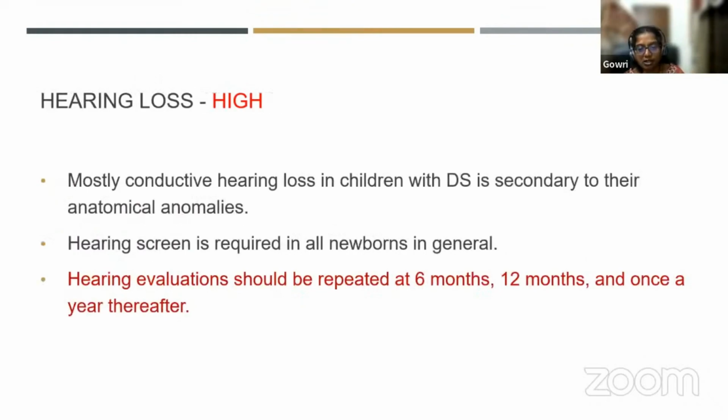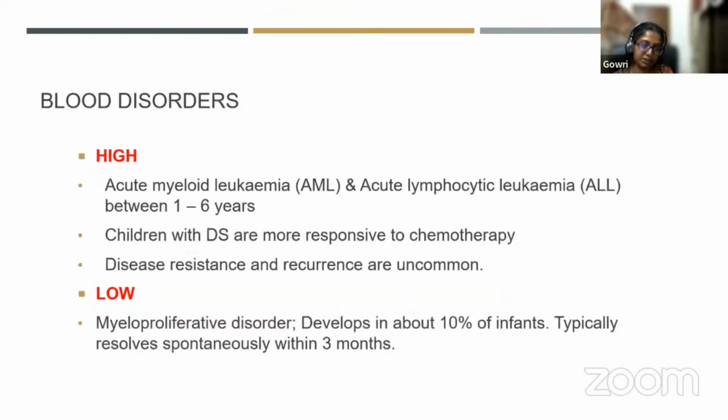Hearing loss. What we have spoken about, the infections, that is a very common occurrence in these children. So it is more so conductive hearing loss that is happening here. And hearing screening is done for all newborns. But with Down syndrome, it is very good to have it every 6 months, 12 months. And after that, based on what their clinical condition is, it can be repeated.